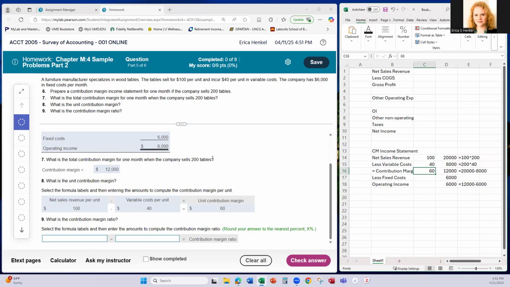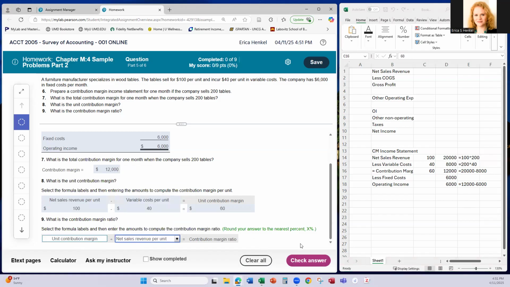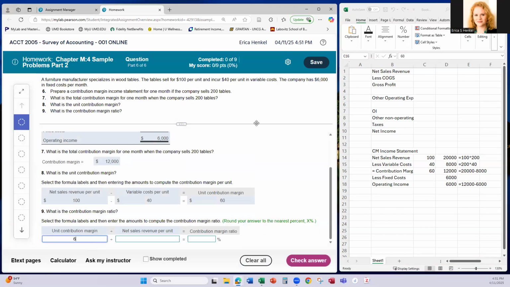Now, the next thing they're asking is, what is the contribution margin ratio? So the contribution margin ratio is the portion of your sales that generates contribution margin. So we take the unit contribution margin and we divide it by our net sales revenue per unit to get to our contribution margin ratio. So our unit contribution margin of $60 divided by the $100 net sales revenue per unit gives us a 60% contribution margin ratio.